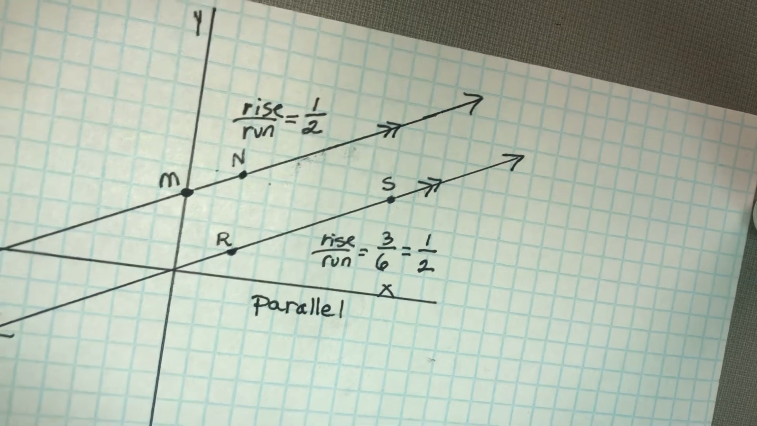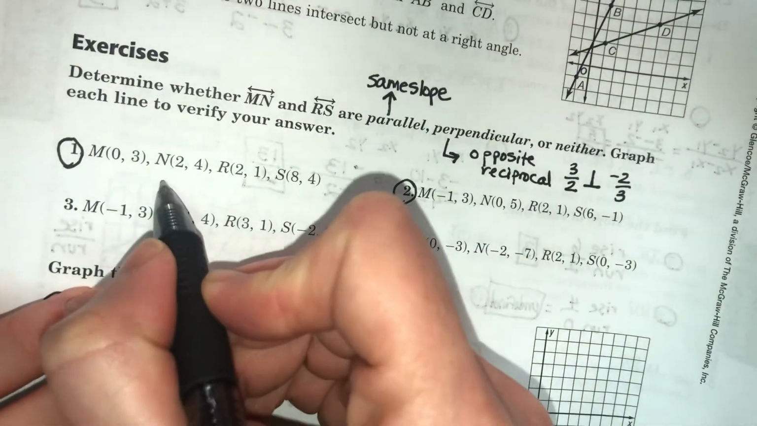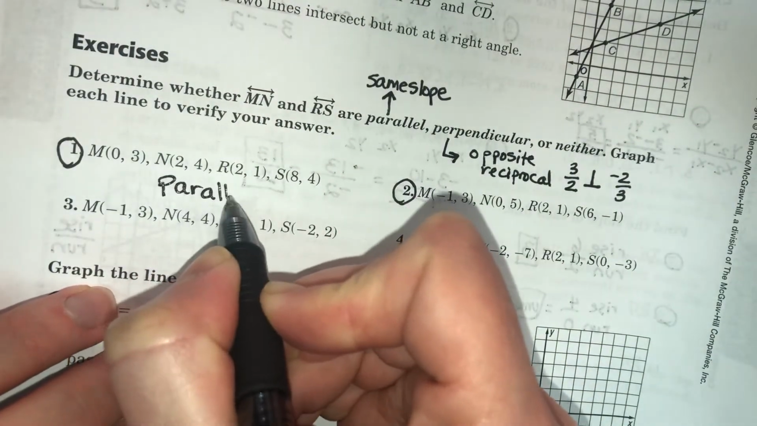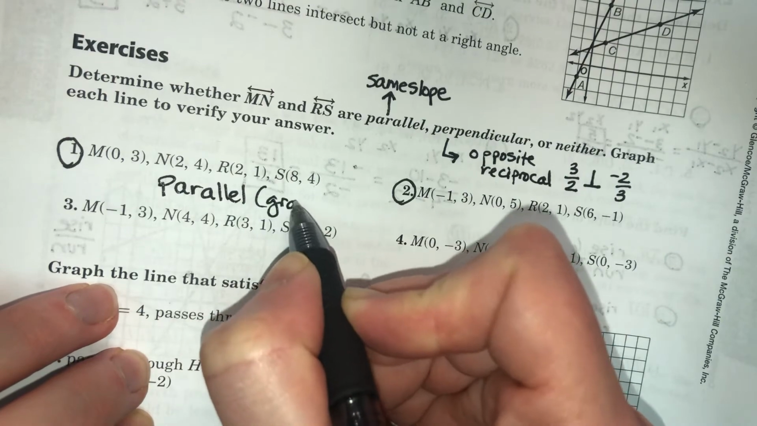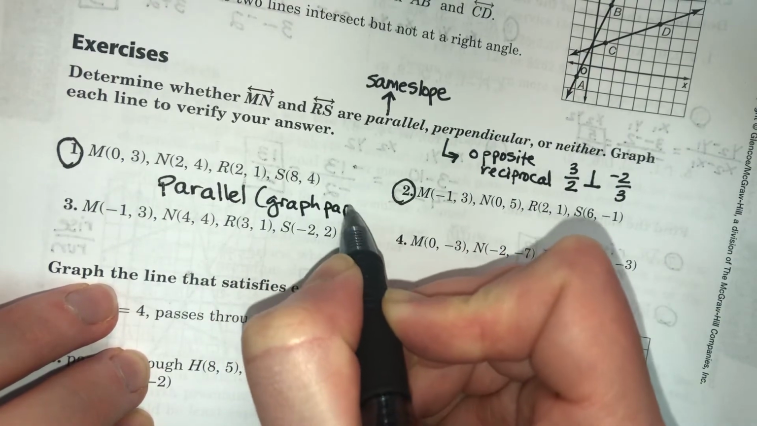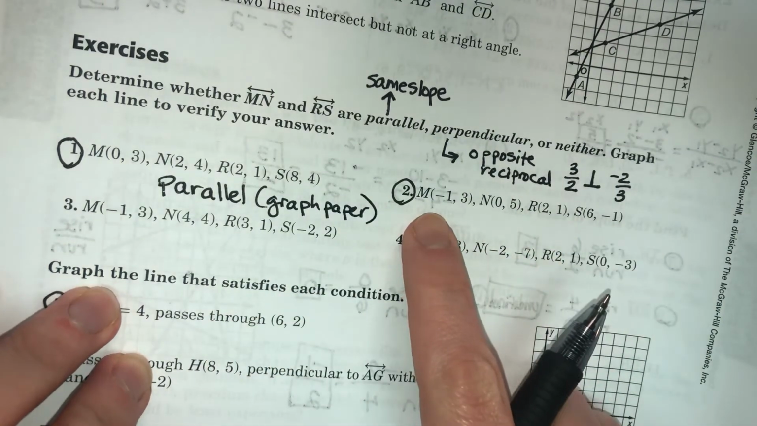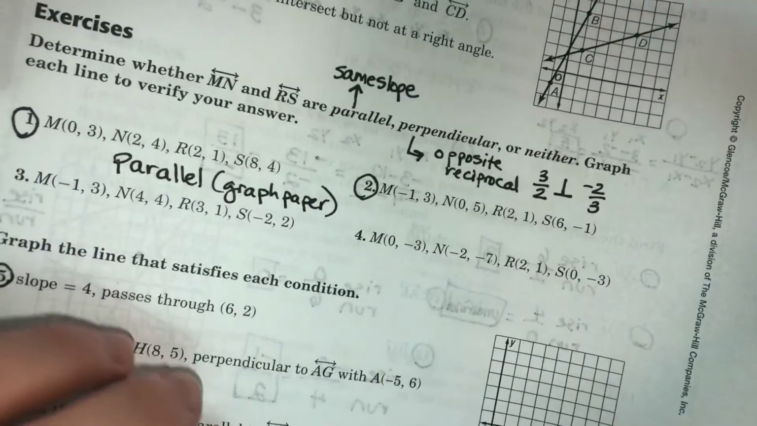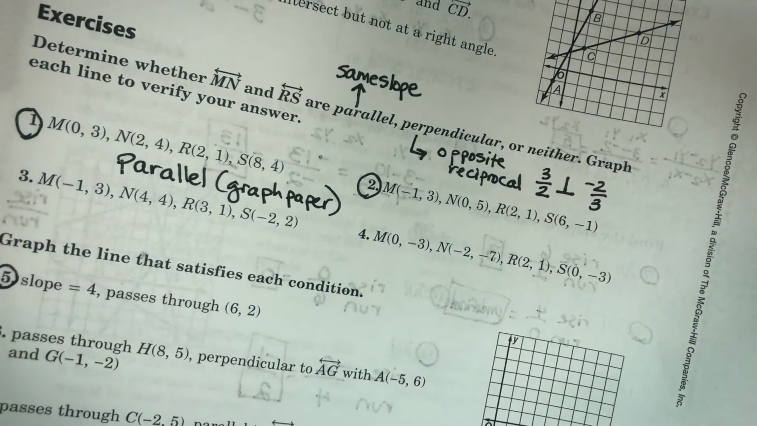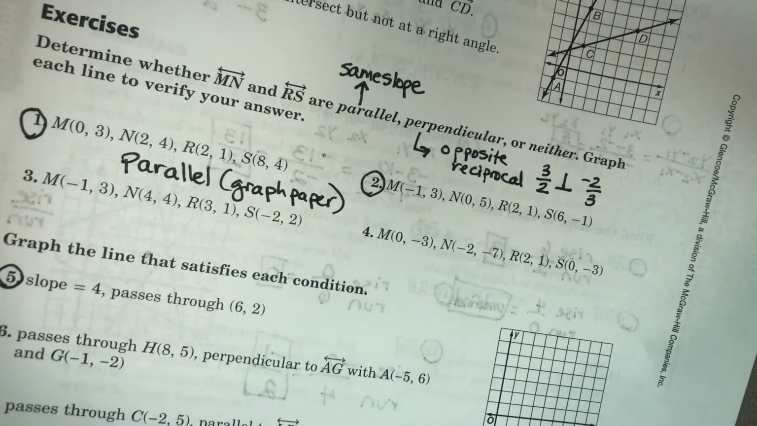Okay? Now, number 2, the next one we're going to do, has, let me come back over here. We'll write, this was parallel. Did it on graph paper. Now the next one has these given points. M at -1, 3, N at 0, 5, R at 2, 1, and S at 6, -1. So we need to plot those on the graph.